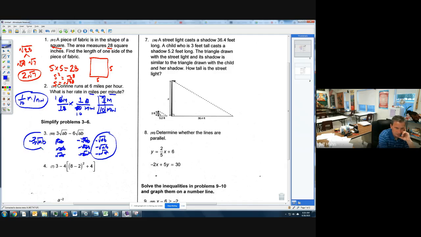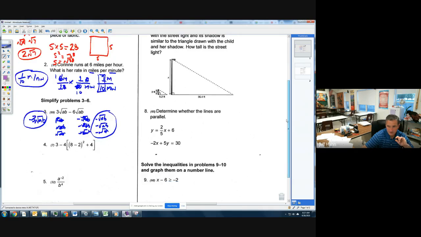Remember, the square roots don't change. They're like variables. They stay the same no matter what you're doing, unless you're multiplying them, then they change. But we are adding and subtracting there.